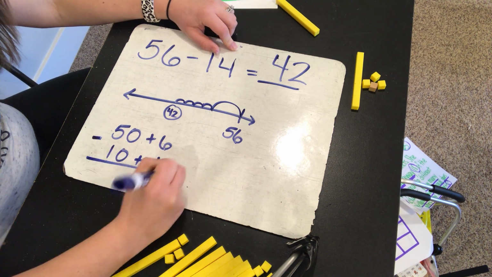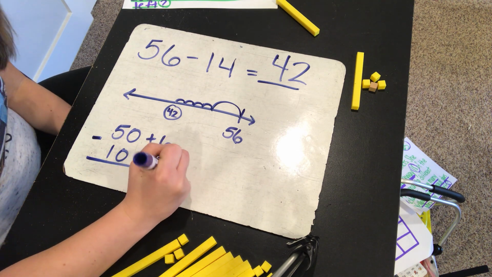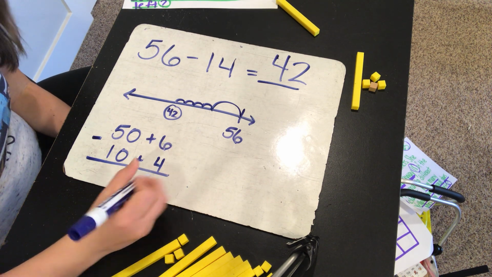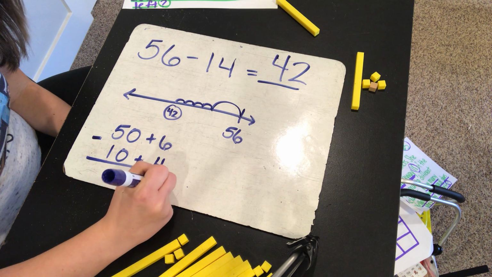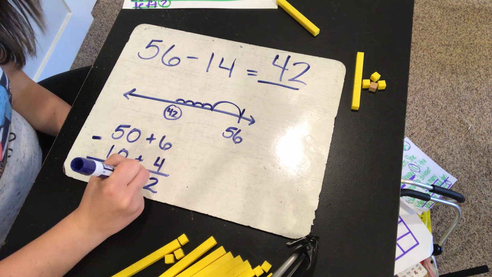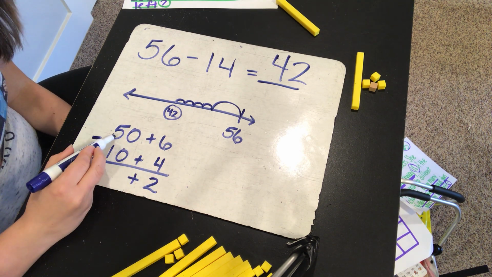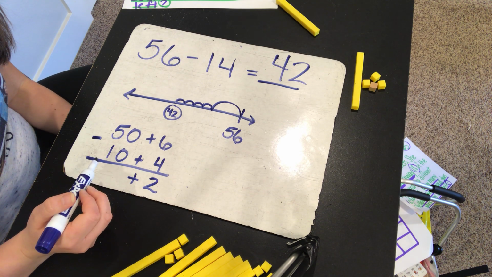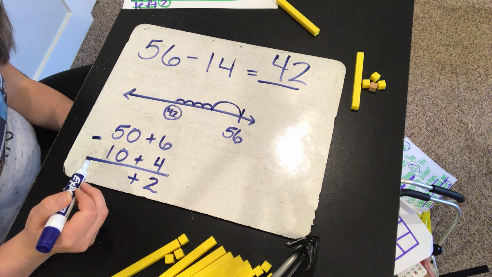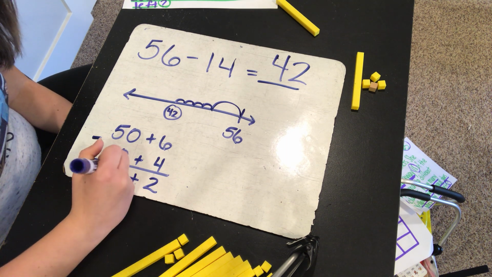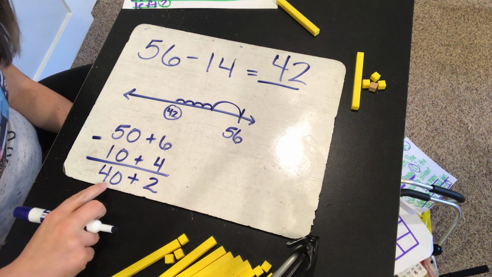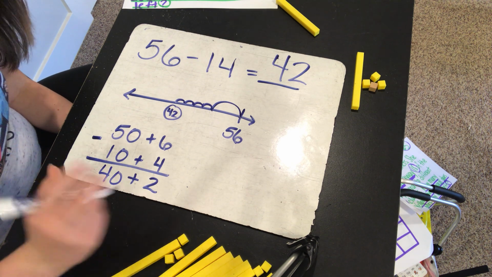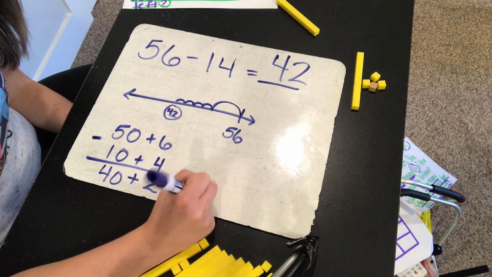Now we subtract these. What is 6 minus 4? 6 minus 4 is 2. Bring down our plus sign. What is 50 take away 10? Count backwards by 10s. 50, 1 10 less is 40. What is 40 plus 2? 40 plus 2 is 42.